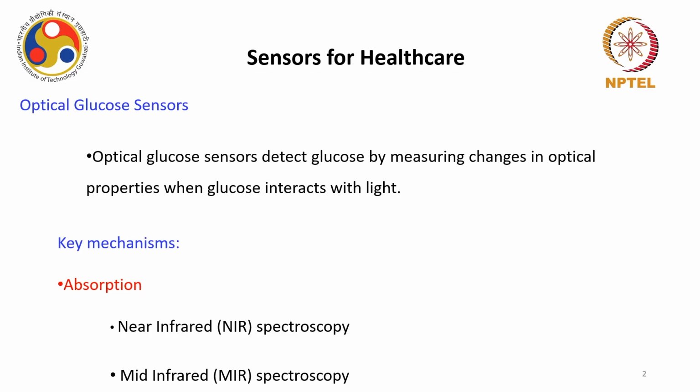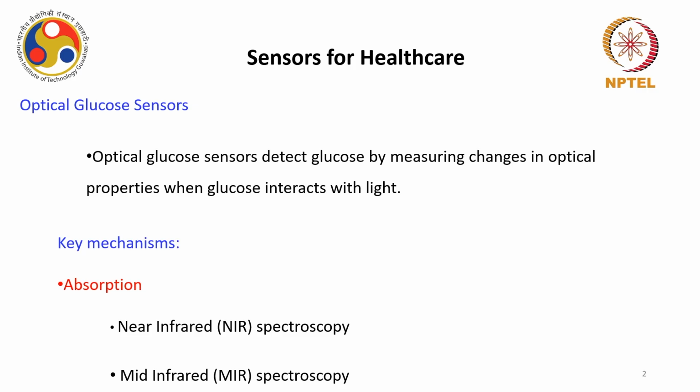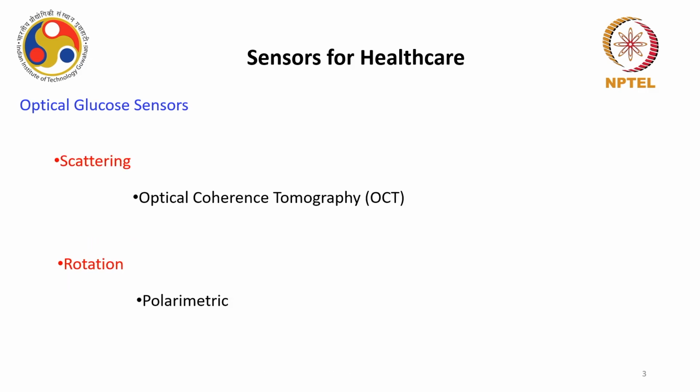Optical glucose sensors, we have seen, detect glucose by measuring change in the optical properties when glucose interacts with the light. These properties are based on different mechanisms. If it is based on absorption, we have seen that there can be two kinds of spectroscopy. One is the NIR spectroscopy and another is MIR spectroscopy, which is the mid infrared spectroscopy.